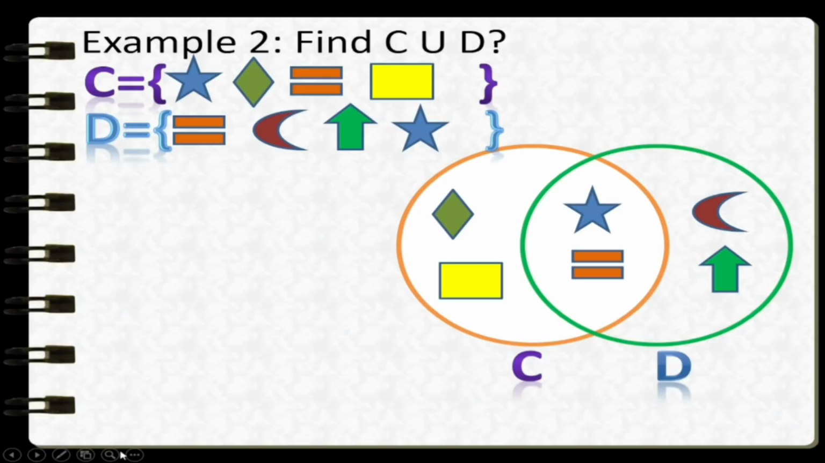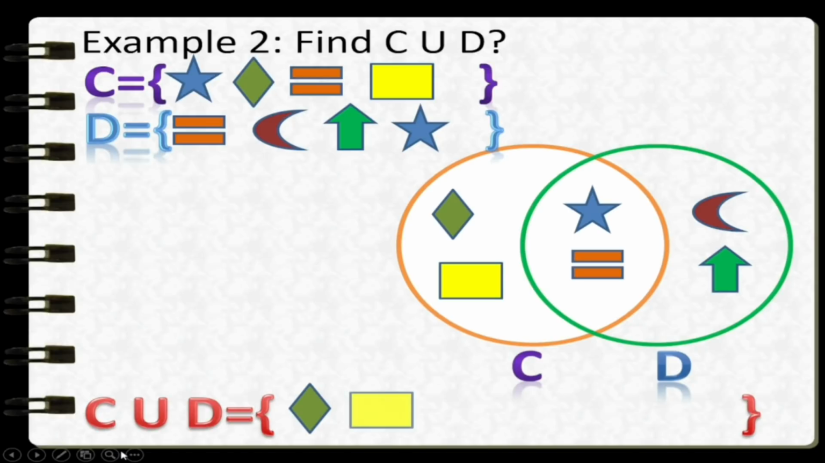Again, if we're going to find C union D, our answer now would be the following elements. So we have the diamond, the rectangle, the star sign or shape, the equal sign, the crescent moon, and the up arrow. So these are now the answers. Okay?